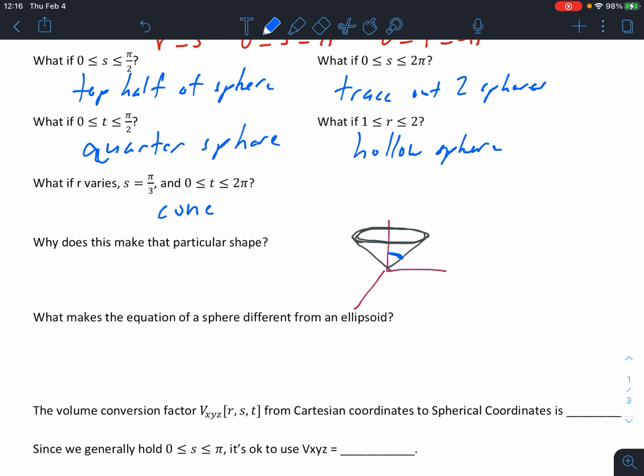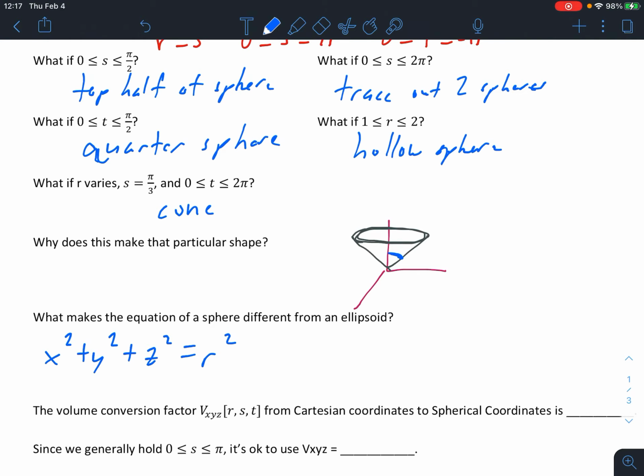All right, so next question says, what makes the equation of a sphere different from an ellipsoid? The equation of a sphere we know as x squared plus y squared plus z squared equals r squared, whatever that radius would be. So how is that different from an ellipsoid?